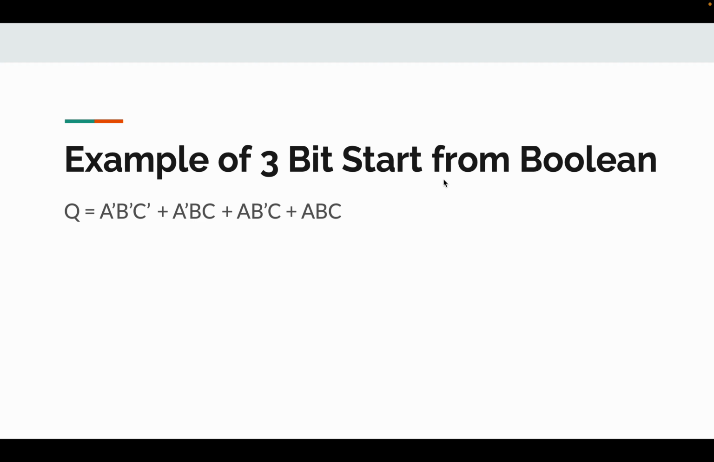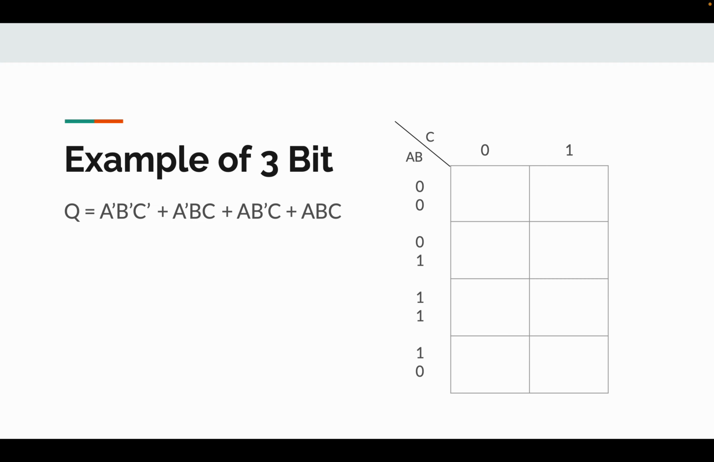So here's an example of a 3-bit version, but this time we're going to start with the Boolean expression. As we can see, we have the Boolean expression Q is equal to A prime B prime C prime, plus A prime BC, plus A B prime C, plus ABC. Our first step is to basically set up our Karnaugh map, which will look like this. For this one, I am going to do AB over C. As we can see, AB is going to have 00, 01, 11, and 10, while C has 0 and 1.